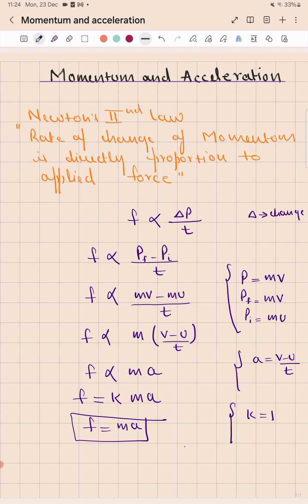So this is all about the relation between acceleration and momentum.